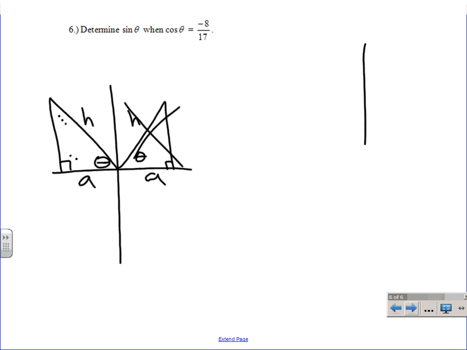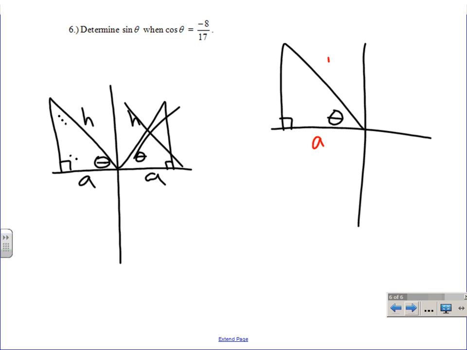And I'll draw it over here. So this one's what? Adjacent down here, hypotenuse, opposite. So cosine is negative 8 over 17. Again, remember, hypotenuse is always going to be positive. It's a distance. So I have to find sine, which means I need to find opposite. This is actually another triple, less commonly known. It is 15. Very good. It's 8, 15, 17.